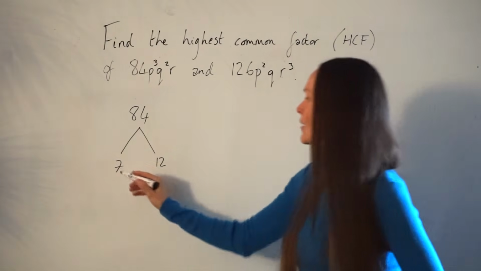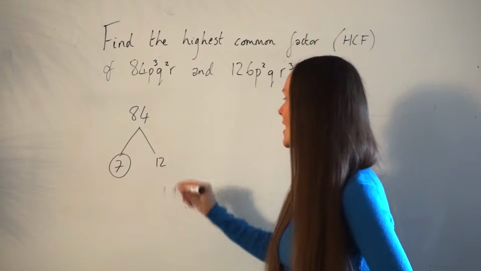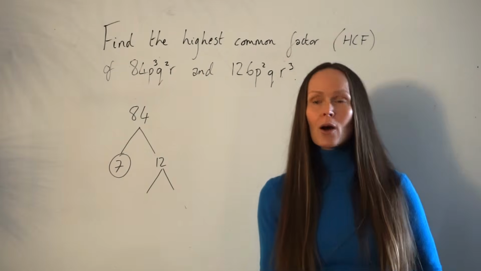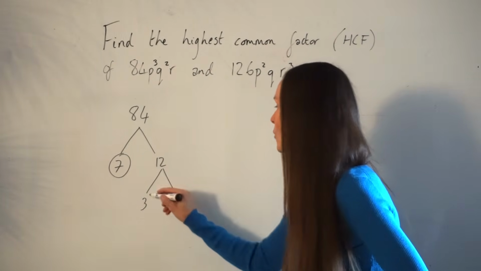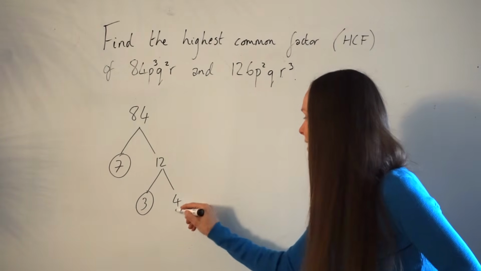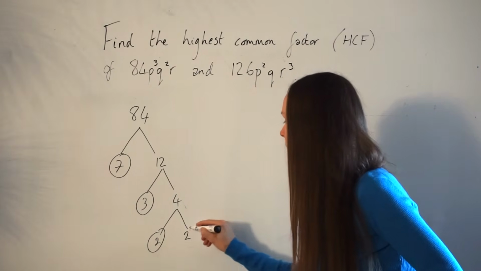So since 7 is a prime number, I'm going to circle it, and that means I've finished with that part. And here I need two numbers that multiply together to give 12. So for example, 3 and 4. Okay, so 3 is a prime number. And here, two numbers that multiply together to give 4 are 2 and 2, which are both prime.